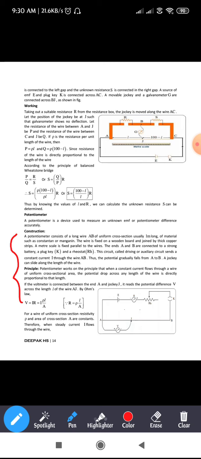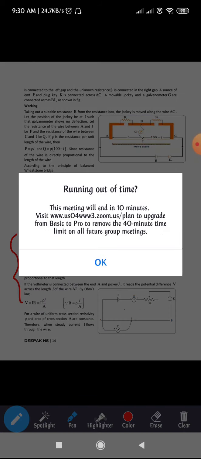So see here now, as I said, the potentiometer consists of 1 meter long wire, which is mounted on the scale, 1 meter scale. That wire is made up of a material called constantan or manganese. Next, on this wooden board, you have copper strips. This potentiometer consists of copper strips.